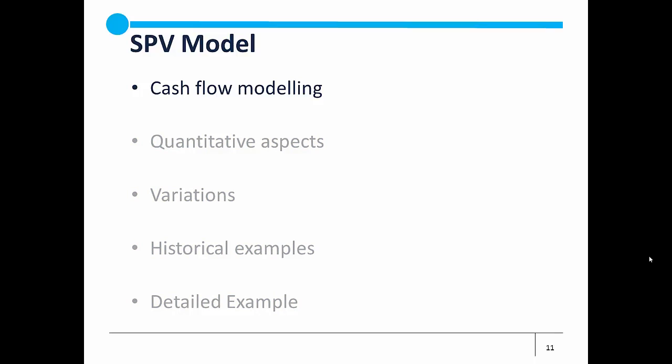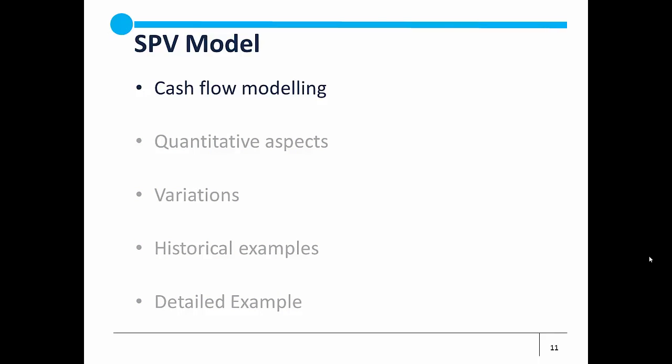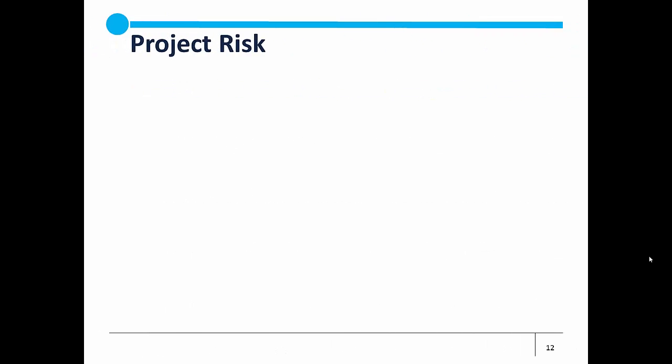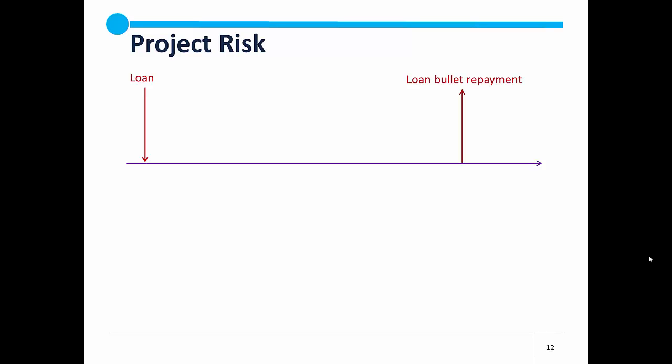So let's get started with cash flow modeling. What do cash flows of an SPV look like? Well, typically on the debt side, we'll see a loan being drawn and then being repaid at some point in the future. That loan will typically be funded at some funding rate. On the equity side, we'll see some equity injection coming in at some point.